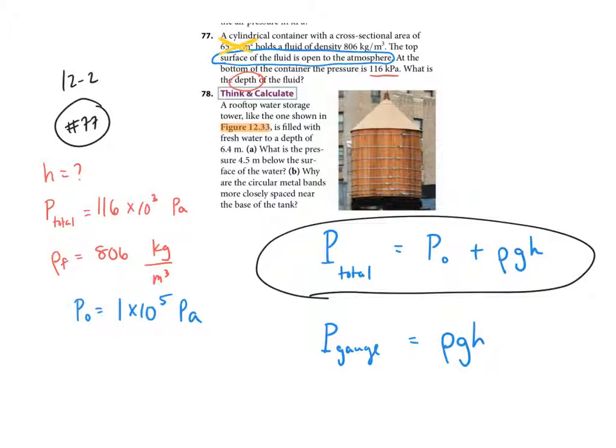How does this differ from 78? 78 is pretty much the same problem, but there's one major difference. It's closed. So what kind of pressure am I going to use? If it's not open to the atmosphere, the atmosphere has no effect. So what do I use, everybody? Gauge pressure for that. So for number 77, we're using this formula, but for 78, we're using that formula.